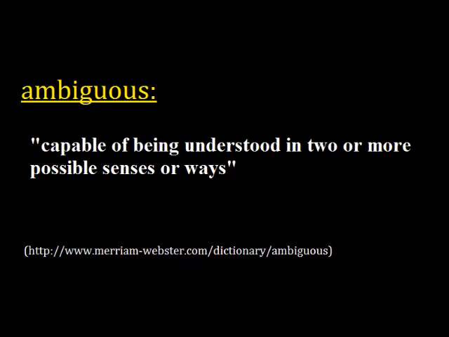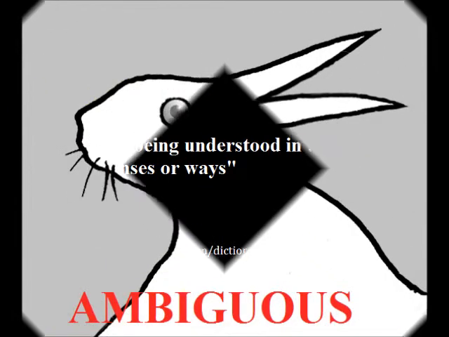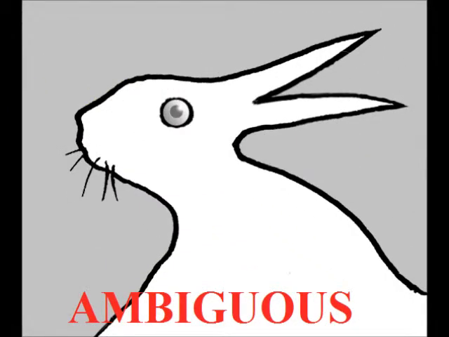Now that we have reviewed antecedents, let's make sure we understand what it means to be ambiguous. Merriam-Webster defines ambiguous as capable of being understood in two or more possible senses or ways. Now here's a quick example of an ambiguous piece of art. Some people look at it and see a rabbit, while others look at it and see a duck. As the definition states, it is capable of being understood or seen in two or more ways.